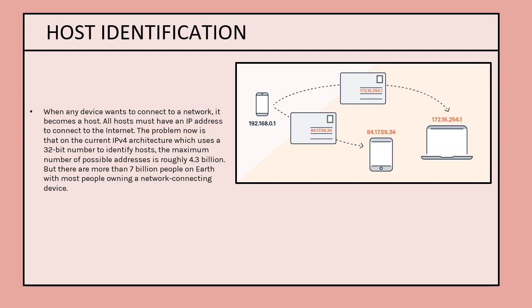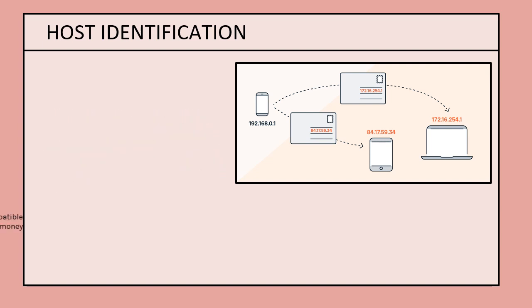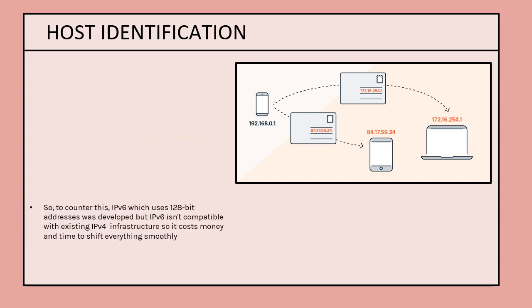The problem now is that on the current IPv4 architecture, which uses a 32-bit number to identify hosts, the maximum number of possible addresses is roughly 4.3 billion. However, there are more than 7 billion people on Earth, with most people owning at least one network connecting device. So, to counter this, IPv6, which uses 128-bit addresses, was developed, but IPv6 isn't very compatible with existing IPv4 infrastructure. So it costs money and time to shift everything over to IPv6 in a smooth manner.